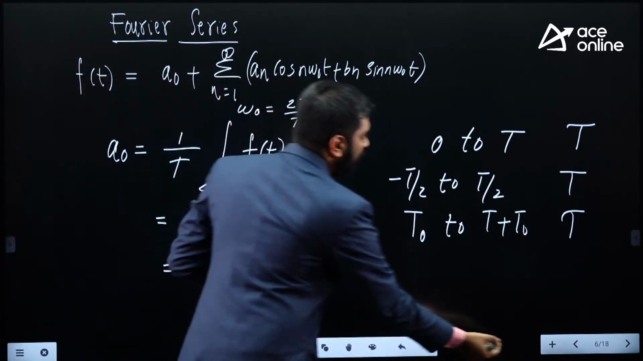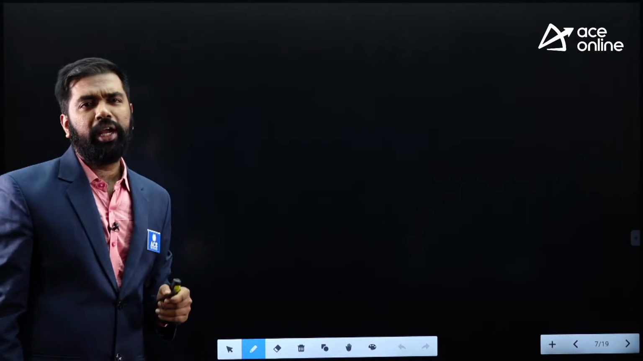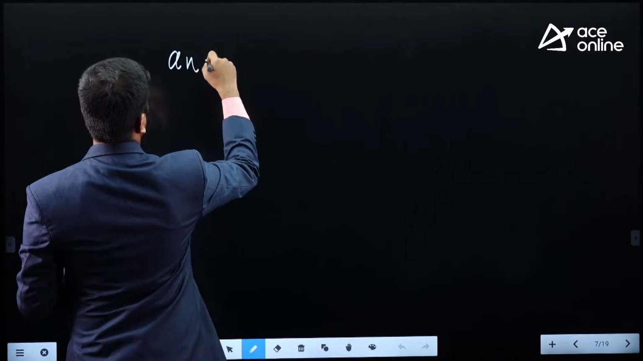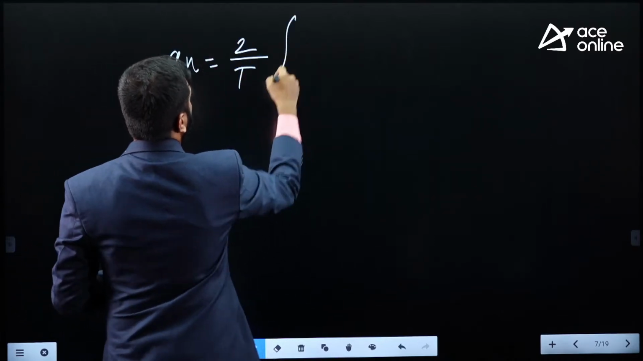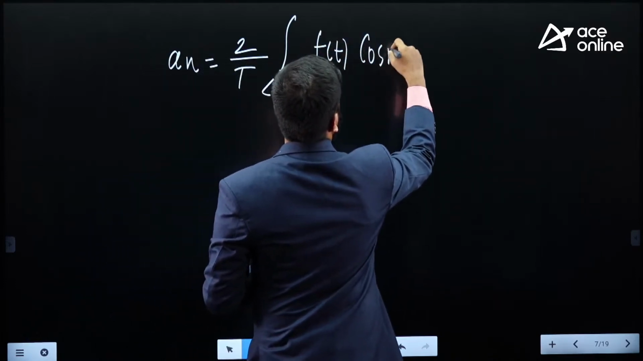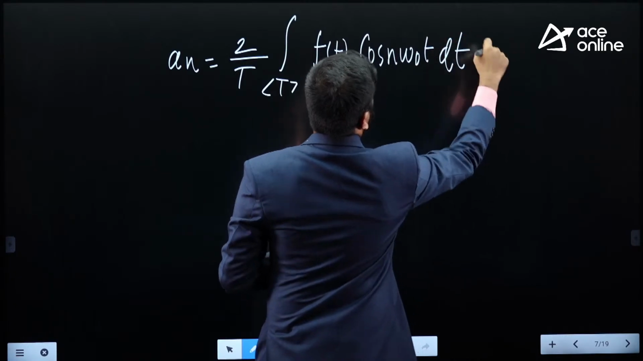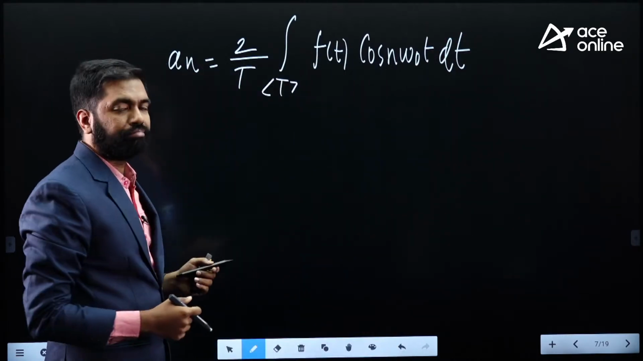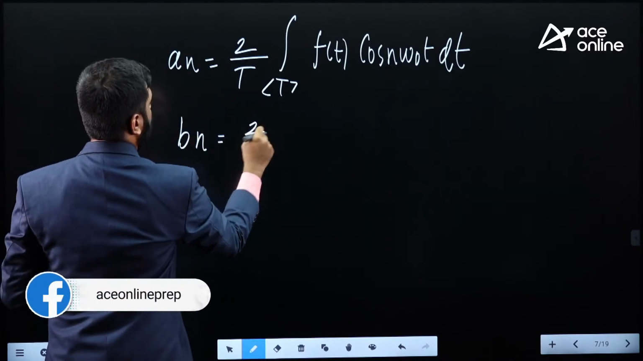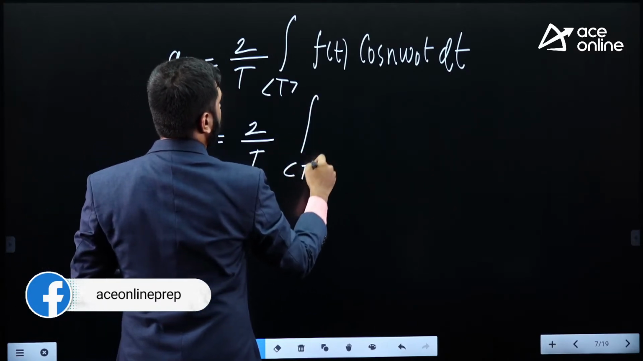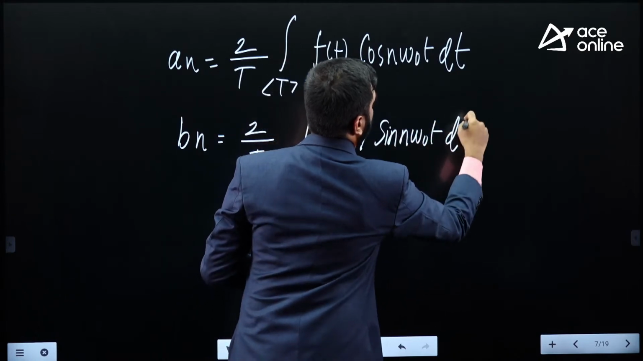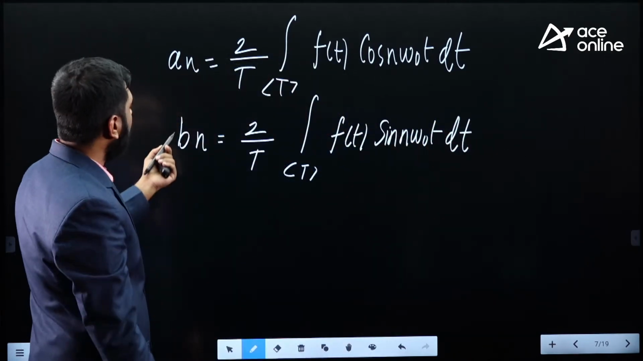What next? How do you find An and Bn? Let's look at the expressions for An and Bn. Look at the expression for An. It's 2 by T integral over T of f of T cos n omega naught T dt. So this is how I find An, which is the coefficient of the cosine term. How do you find Bn? It's 2 by T integral over T of f of T sine n omega naught T dt. So this is how I find An and Bn.